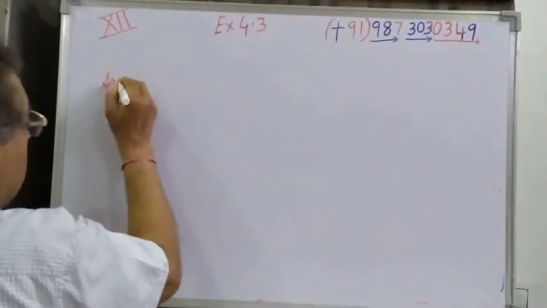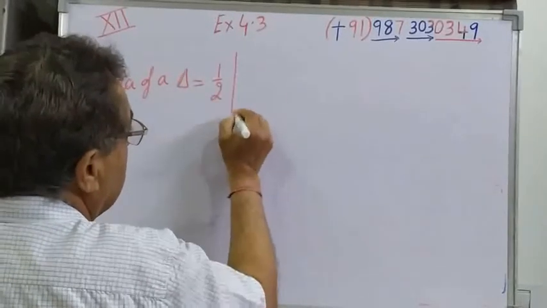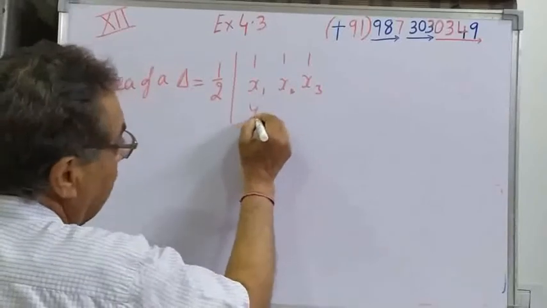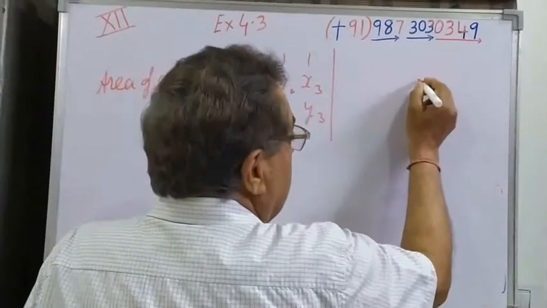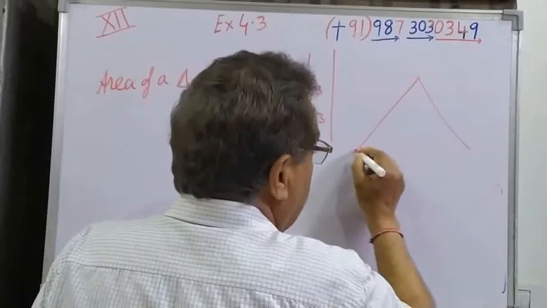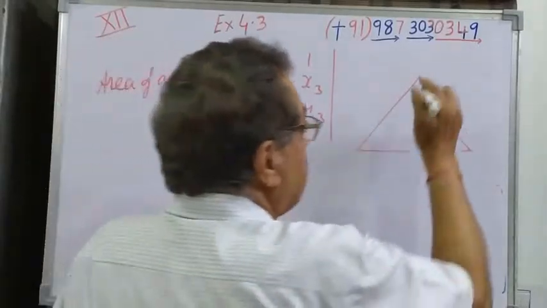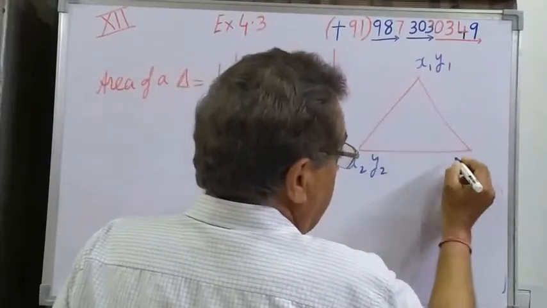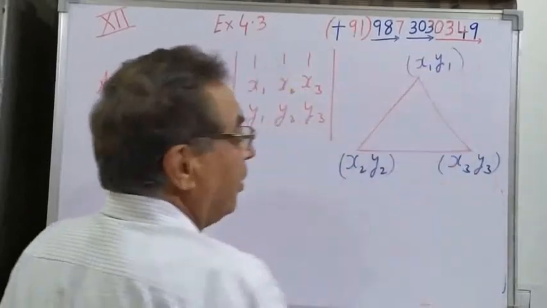Now, what is the formula for that? Area of a triangle is half times the determinant 1, 1, 1; x1, x2, x3; y1, y2, y3. What are x1, y1, etc.? This is a triangle we have, and the vertices we have are x1, y1, x2, y2 and x3, y3. Suppose these are the vertices being given to us.